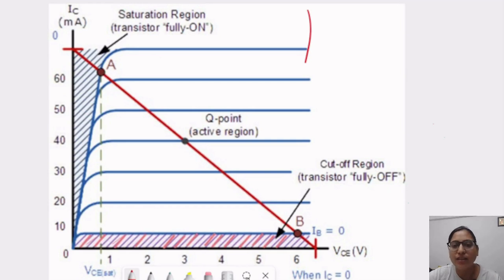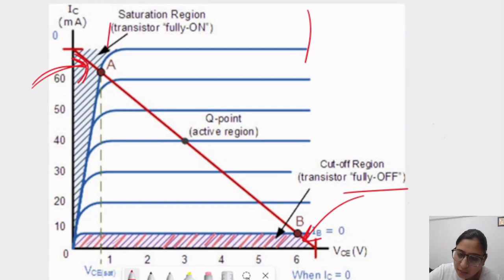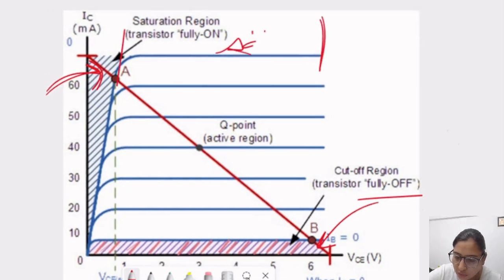This is the diagram of DC load line analysis of transistor. Here we have cutoff region and here we have saturation region. Cutoff region is the fully off condition of transistor and saturation region is the fully on condition of transistor. We are drawing this DC load line in between that. So this is our active region. Okay. So we are drawing the DC load line analysis in the active region, in between the saturation and the cutoff region.